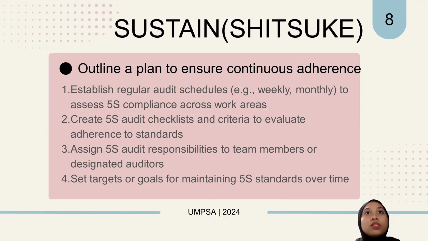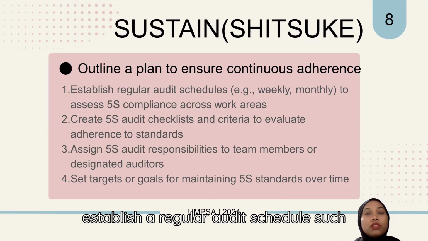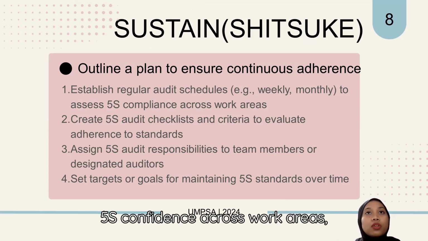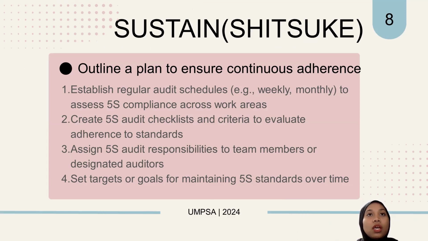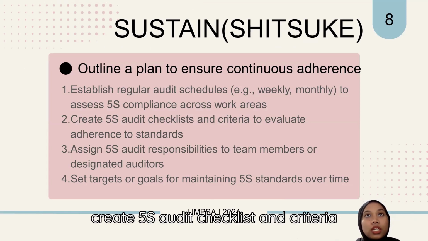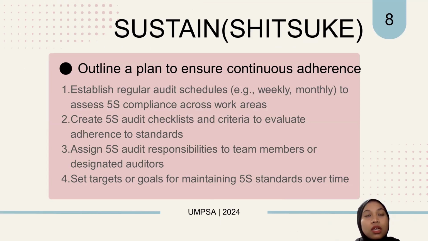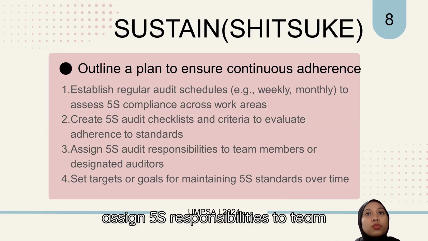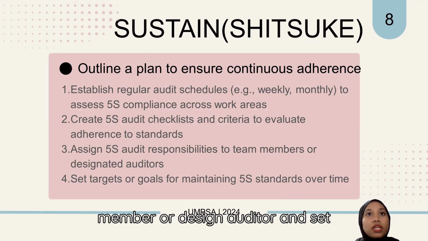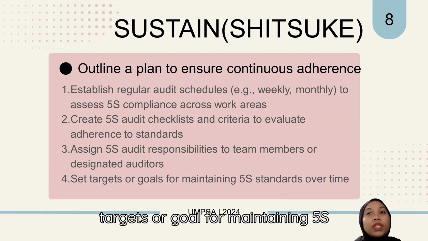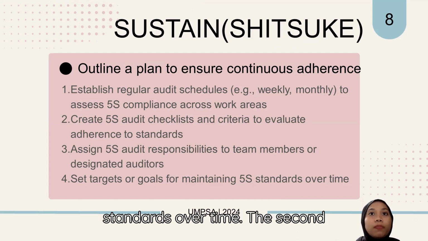First, we must establish a regular audit schedule, such as weekly or monthly, to assess 5S compliance across work areas. Create 5S audits, checklists, and criteria to evaluate adherence to the standard. Assign 5S responsibilities to team members or designate auditors and set targets or goals for maintaining 5S standards over time.